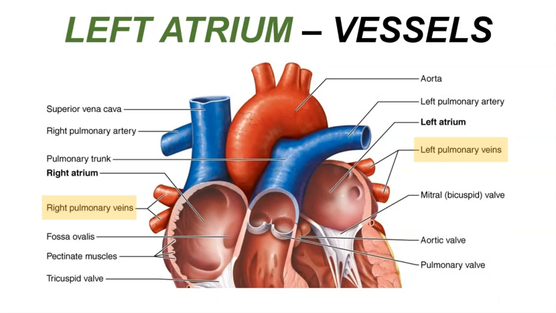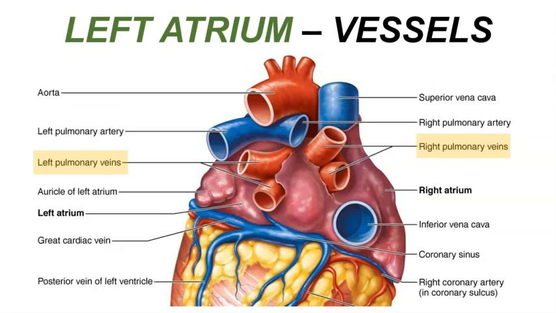There are four veins that drain into the left atrium, the two right pulmonary veins and the two left pulmonary veins, which gives us our four veins total that are delivering blood from the lungs back to the left atrium.